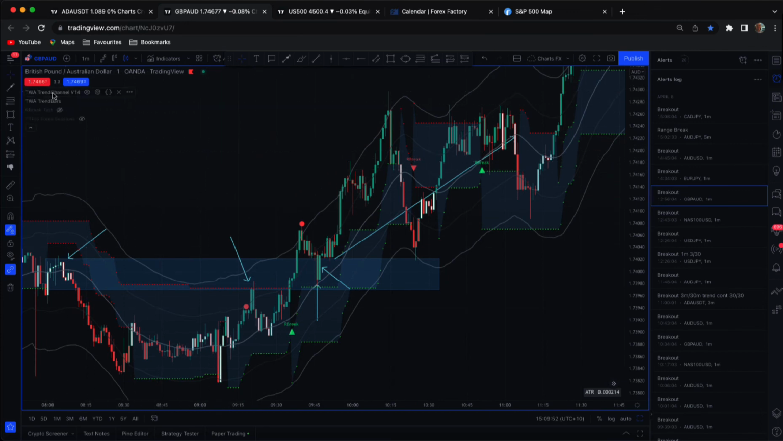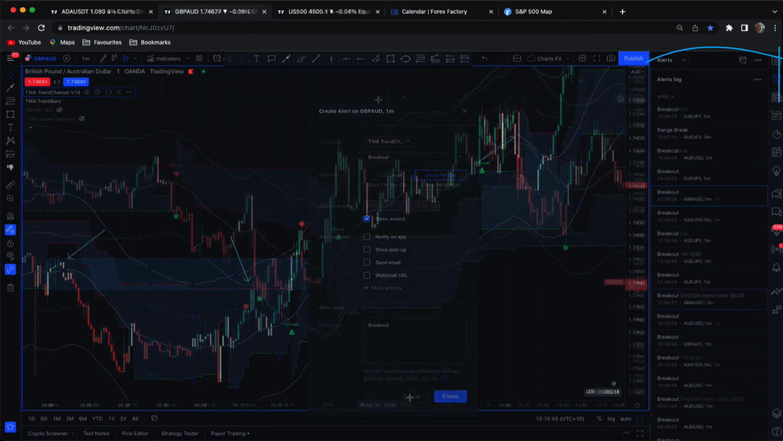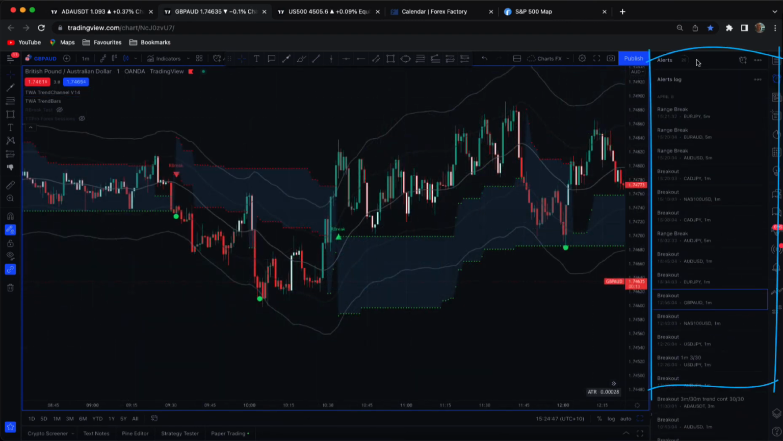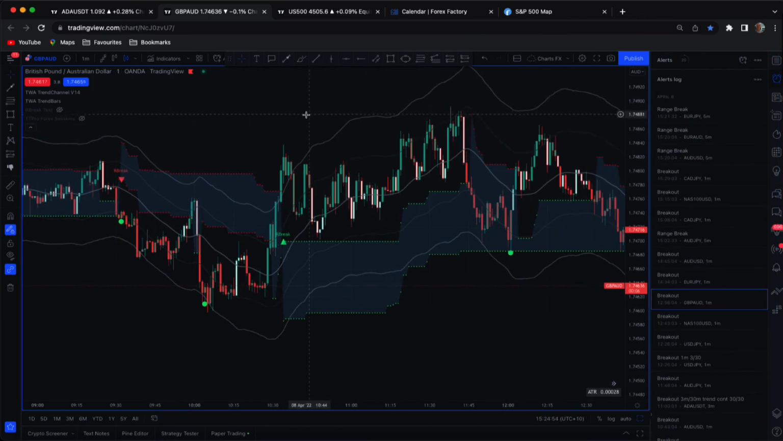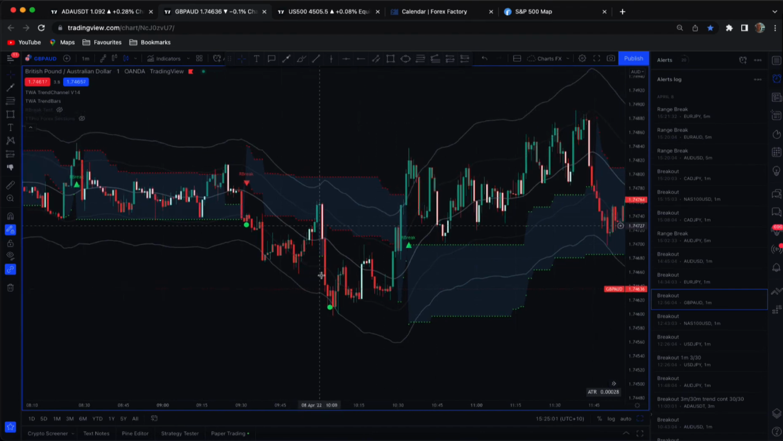Simple. Okay, set up your alert, come over here to the trend channel indicator, click the three dots, click add alert, once per bar, and create. I've already done that. And now that you have your alerts set up, it's just a matter of waiting for them to appear in the alerts log, and you simply click on them, come into the chart, and weigh up the opportunity.